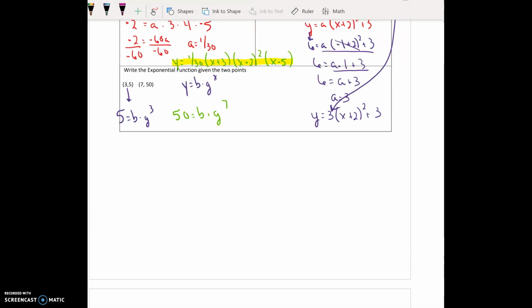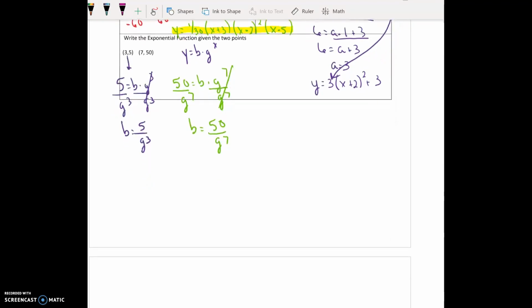So what I do from here is I rearrange both equations so that b equals everything. So I'm going to move the g to the third to the left side by dividing. So this is now b equals 5 over g to the third. And I'll do the same on the right equation. Just divide by g to the 7th. And so then I have b equals 50 over g to the 7th.